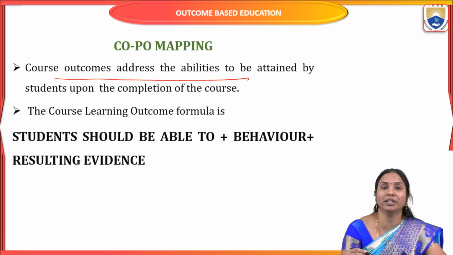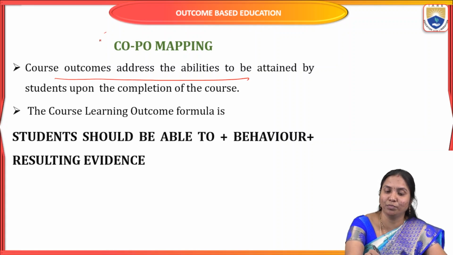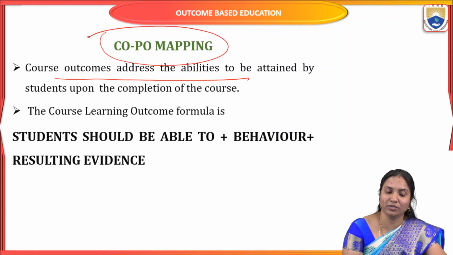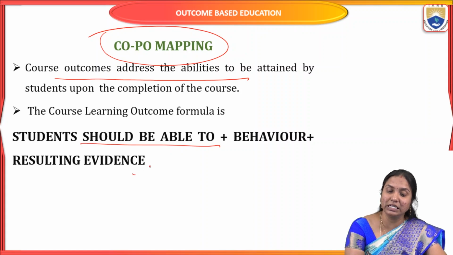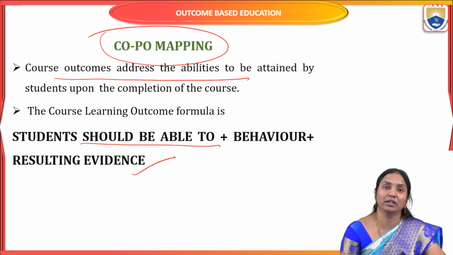Once students complete their course, how do we achieve this, how do we map the COs to POs? How can we calculate this course learning outcome? How to do the CO PO mapping? In this case we are using this formula: Students should be able to, plus behavior, plus result evidence.